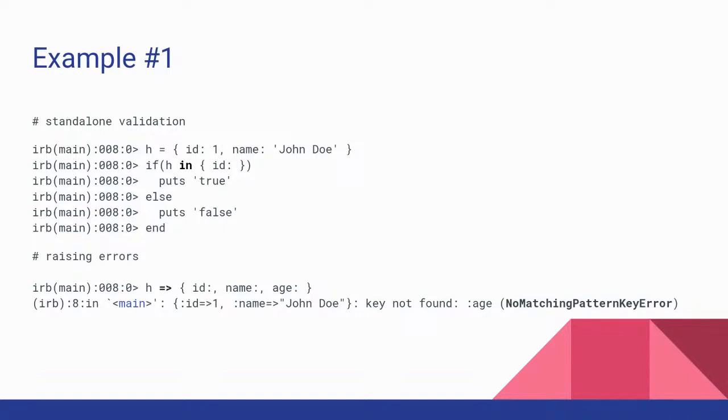In the second example, we're doing a similar operation, but now we're using the equals greater than operator. We're saying, let's try to match this entire hash that we have, the H hash, with a pattern including ID, name, and age keys. But this time, we're going to receive a NoMatchingPatternKeyError, because if you notice, our original hash doesn't contain a key called age. That makes our pattern not match, and we receive an error.